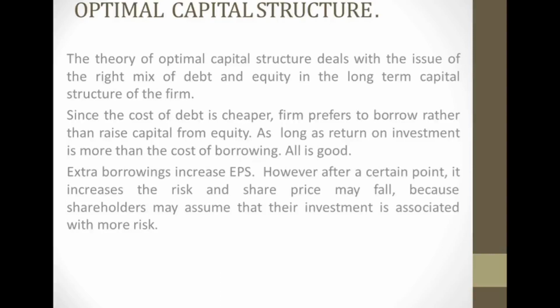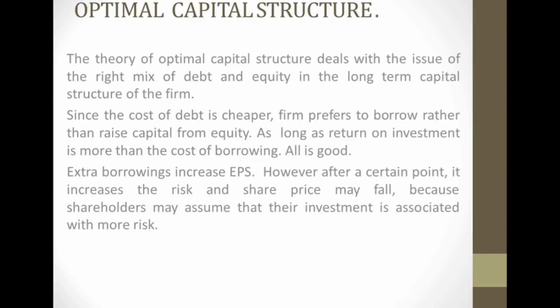So they are going to make a fuss. To a certain extent, in the beginning, as long as the return on investment is more than the cost of borrowing, everything is good, and extra borrowing increases the EPS. The equity shareholders are happy that the company is taking a loan from a bank and the profits are increasing. Everything is going perfectly fine. They are happy as long as the profits are increasing and they are getting their earnings per share. After a certain point of time, the risk will increase and the share price may fall.